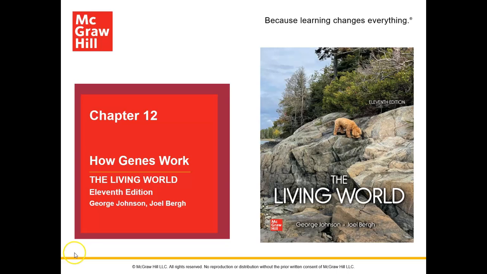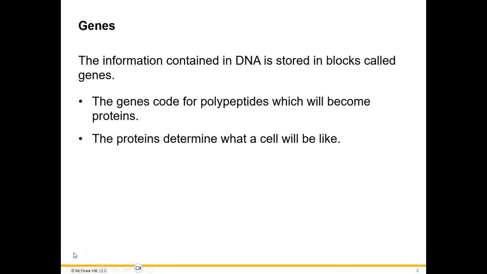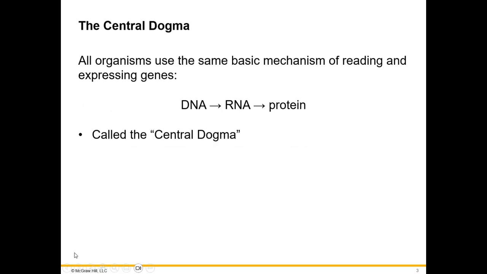Okay, chapter 12 is called How Genes Work. And really what we're talking about is how we're taking the information in our DNA and expressing that gene so that we can create the proteins that we need in our cells. So, the information contained in DNA is stored in blocks called genes on our chromosomes. The genes code for polypeptides, which will then become proteins. The proteins determine what a cell will be like, and we need them for every function we carry out.